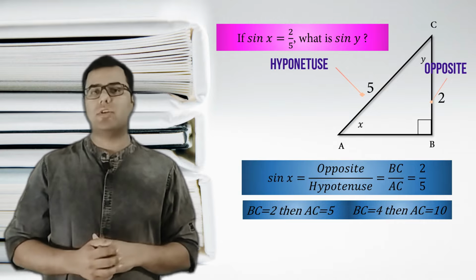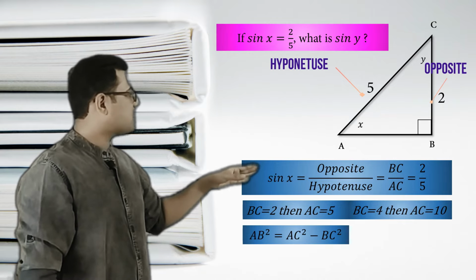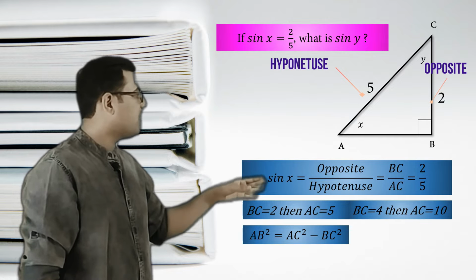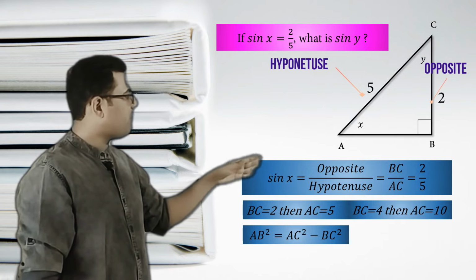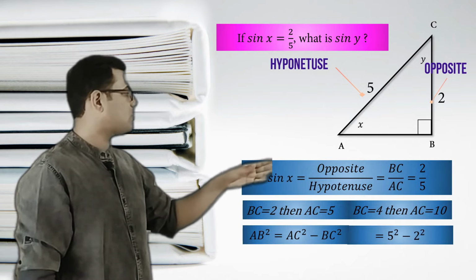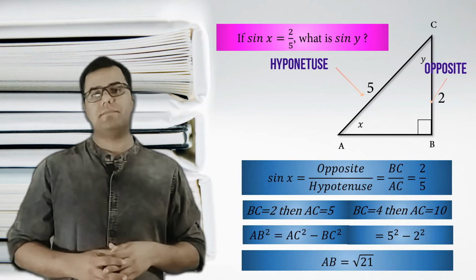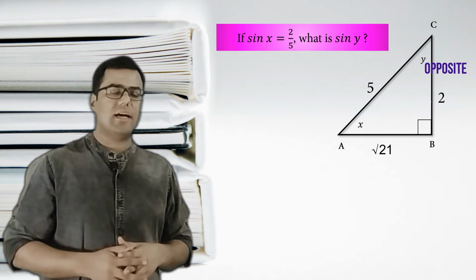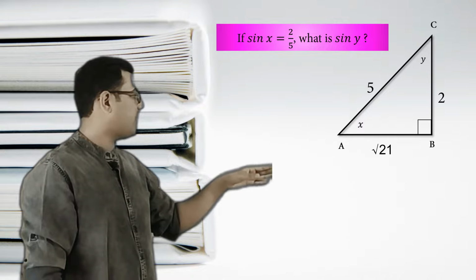I'm applying the Pythagorean theorem here, and I have AB square equals AC square minus BC square. Now AC is your hypotenuse, so AB square equals 5 square minus 2 square, or AB then comes out to be square root of 21. Now I have knowledge of this other side, which is AB equals under root 21.